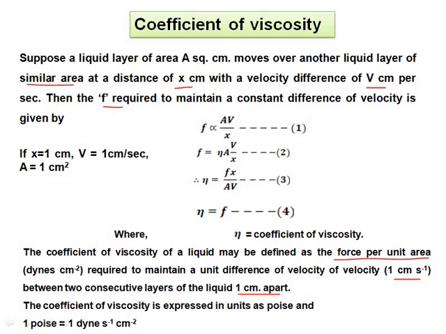The coefficient of viscosity is expressed in the unit poise. Right? The unit of viscosity is the poise, and the relation is 1 poise is equal to 1 dyne second per centimeter square. This is very important; it is asked in the exam: 1 poise is equal to 1 dyne second per centimeter square.